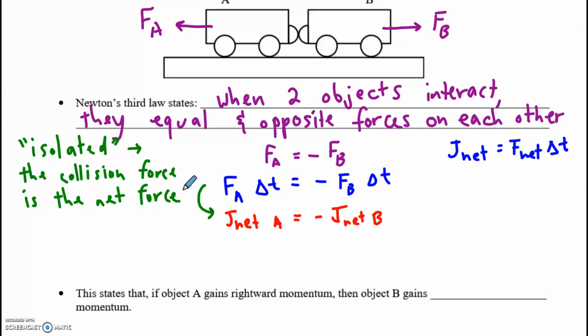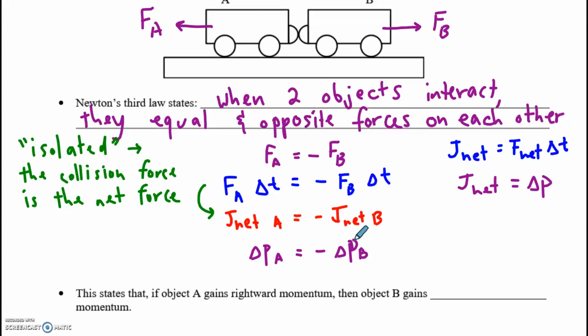So they feel the same impulse. Even though one object might be bigger, they still feel the same impulse. And J net, we know, is equal to the change in momentum. So I could replace the left side with change in momentum of cart A, and I could replace the right side with negative change in momentum of cart B.